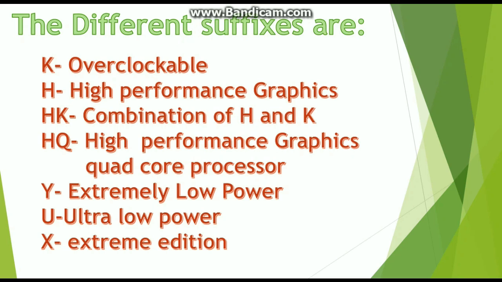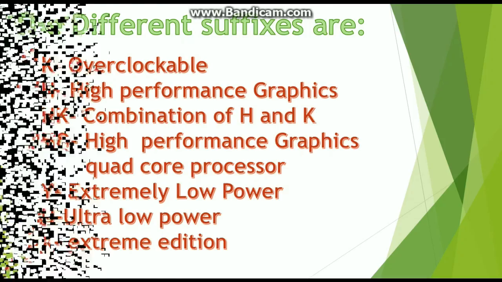HQ is high performance graphics in a quad core processor, so the CPU will have 4 cores. Y is extremely low power, which is basically used in Chromebooks. U is ultra low power, which is also used in laptops. X is extreme edition, and the extreme edition will cost the highest and will have around 10 cores. It will be a very high performance CPU.